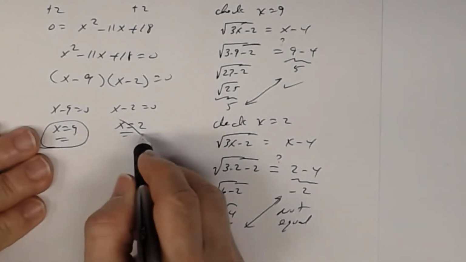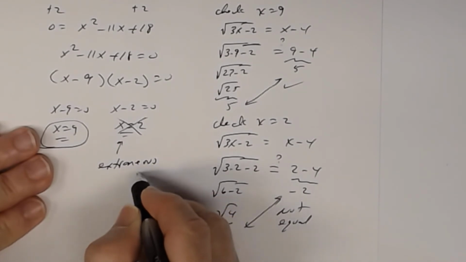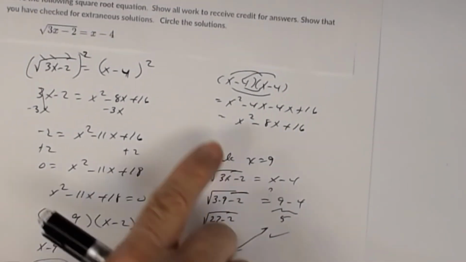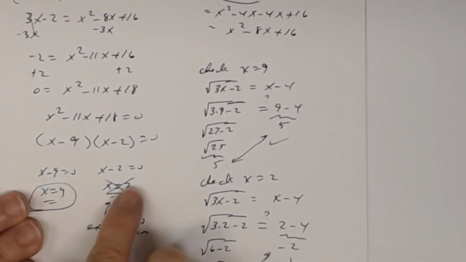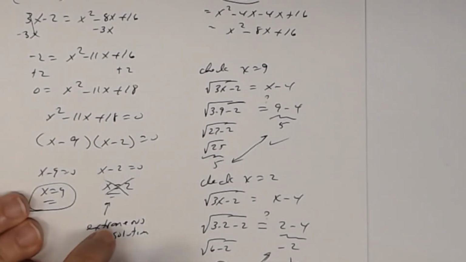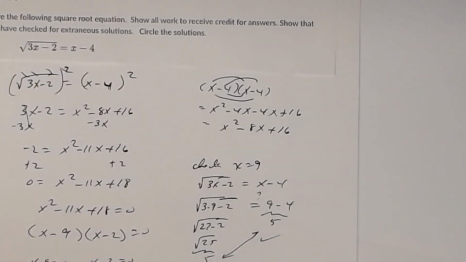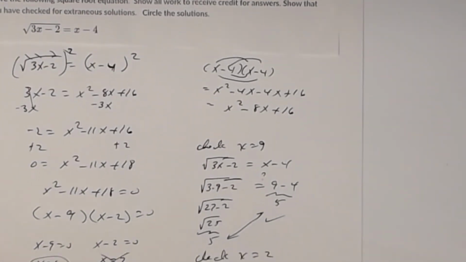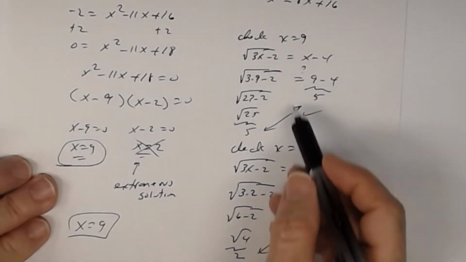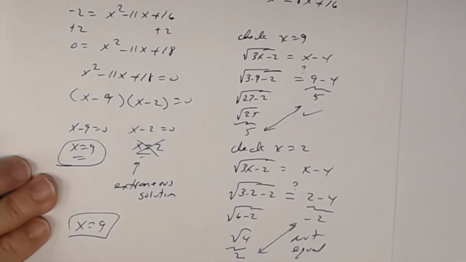So x equals negative 2, that's an extraneous solution, meaning that that's a false solution to the original. It's a solution to this linear equation, it's a solution to this quadratic equation, right? But it's not a solution to the original, and that's what you're trying to solve. So that's why you have to check for extraneous solutions. So the only solution is x equals 9. But you have to show this and indicate that this was not a solution, that was extraneous.